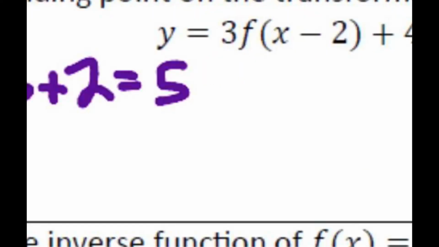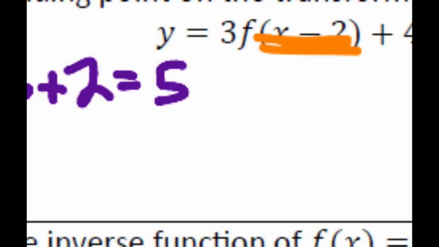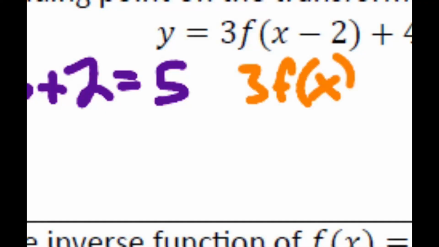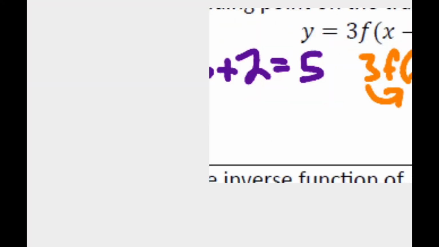Now I'm going to look at my y's. So this is the same thing. Once again, I've already taken care of the x, so I don't care about that. I can think about this as saying 3y, or 3f of x, plus 4. And the order of operations does matter because multiplication comes before addition.